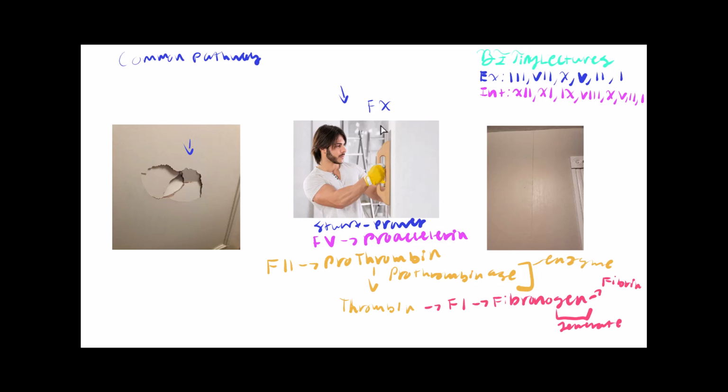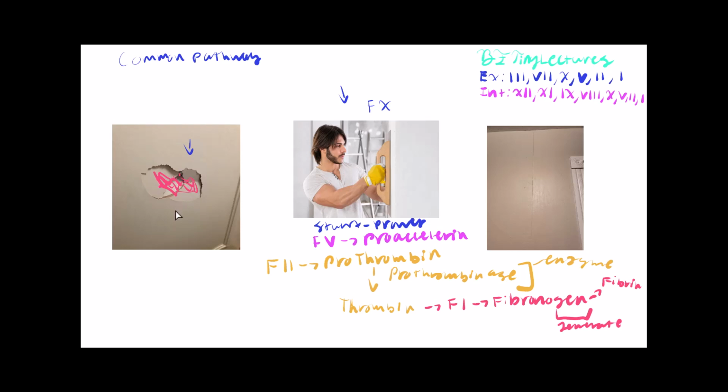So when they all branch into the common pathway, Mr. Stuart Prower gets to work. He's going to use factor 5 to accelerate, and that's called proaccelerin. He's going to be laying down plaster, and that's called prothrombin. Over time it hardens because it converts into thrombin, which is still factor 2. But to get from prothrombin to thrombin, we use prothrombinase, which is an enzyme. And then thrombin is going to activate factor 1 called fibrinogen. That's going to generate fibrin. And fibrin is going to stick around in these holes and seal it up very nicely. And that's the ultimate end product of all the pathways, either extrinsic or intrinsic. You always want to generate fibrin.